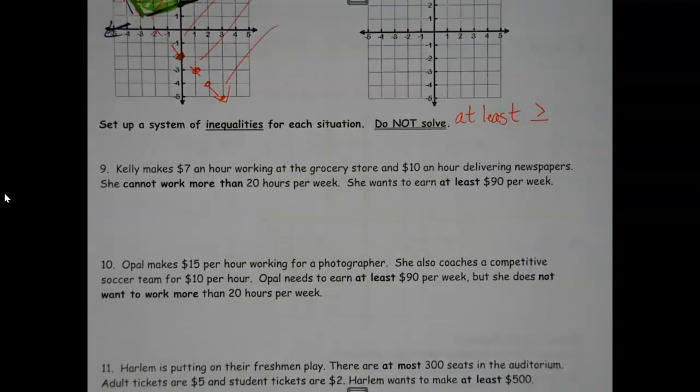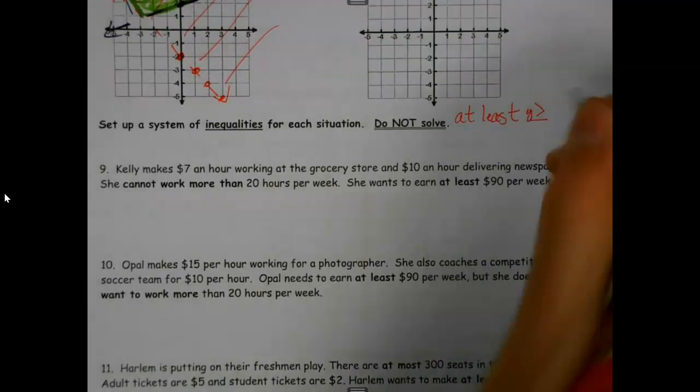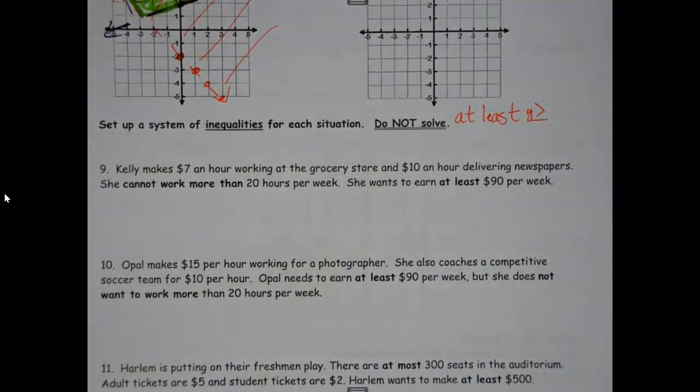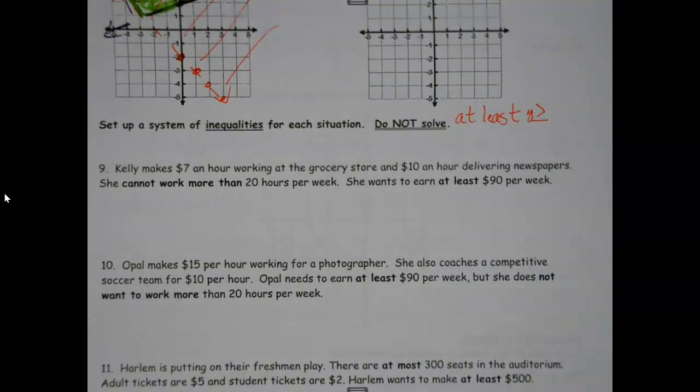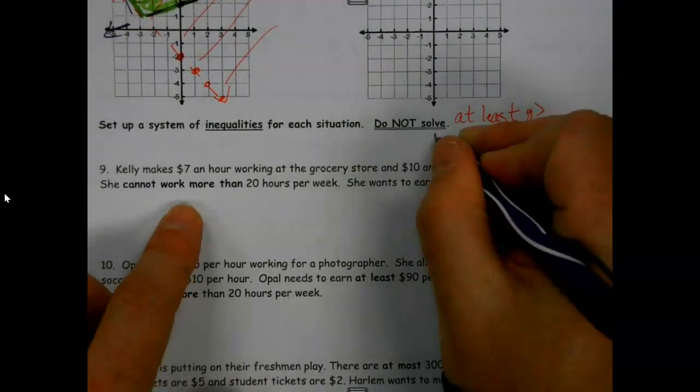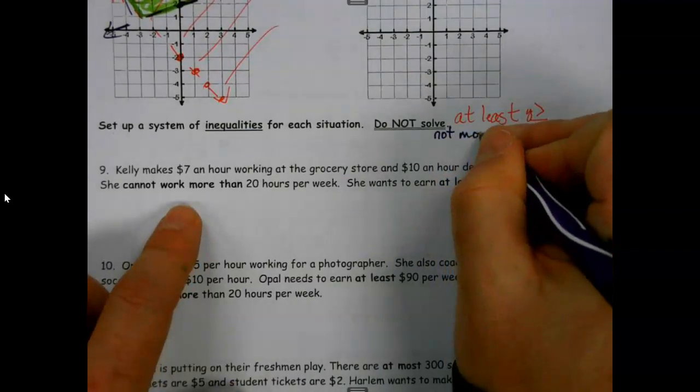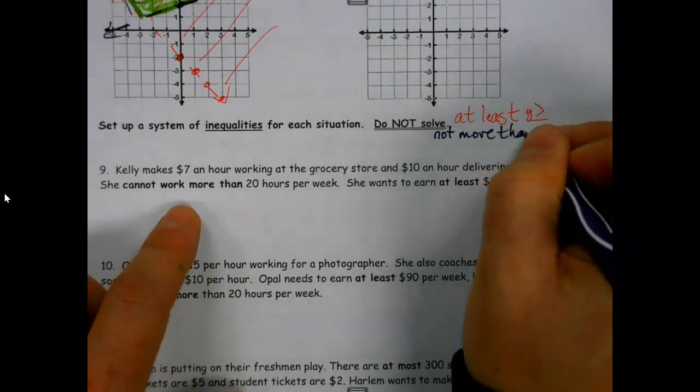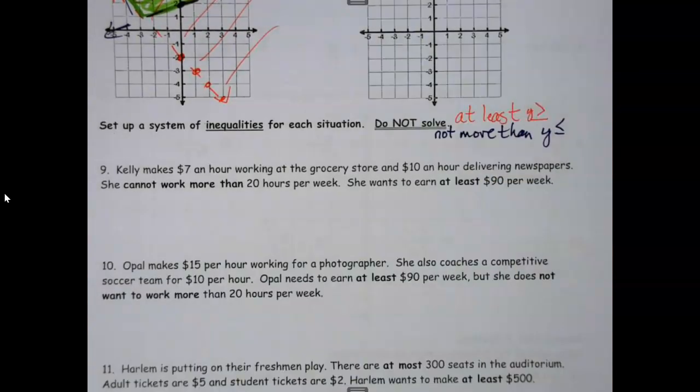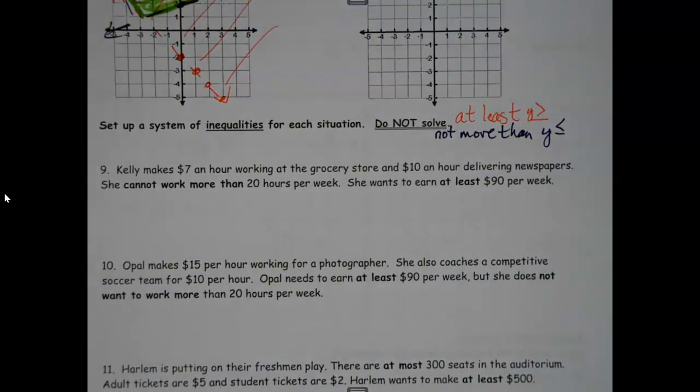When we see the words at least, we want to be greater than. I'm even going to put a little y in here just so we make sure we're good. Because I want more than that. When I see not more than, that's when I want to be less. And those words can change slightly, but for the most part, they won't.